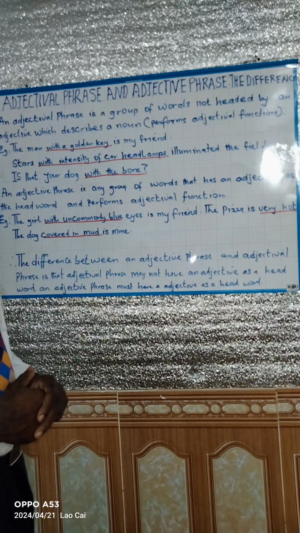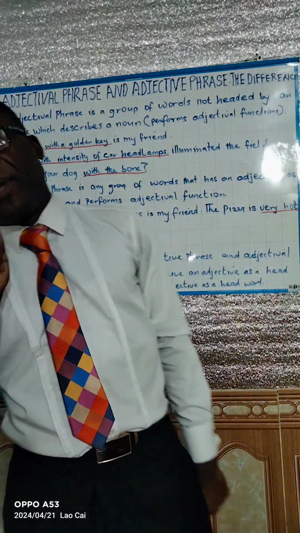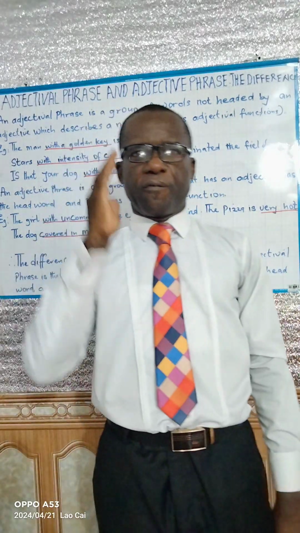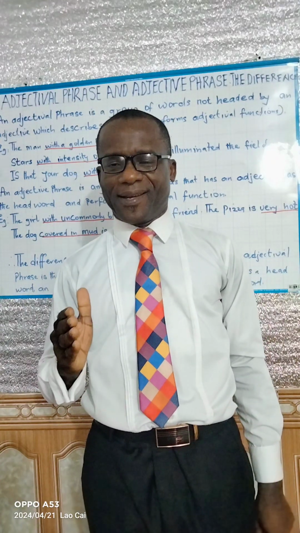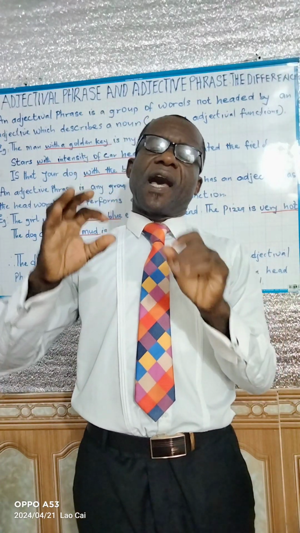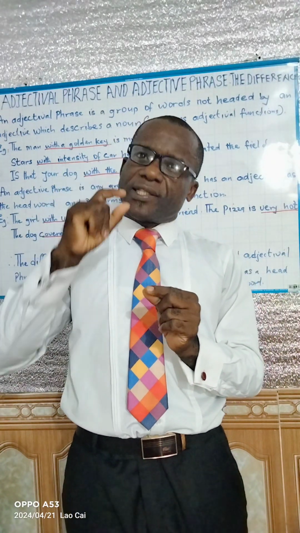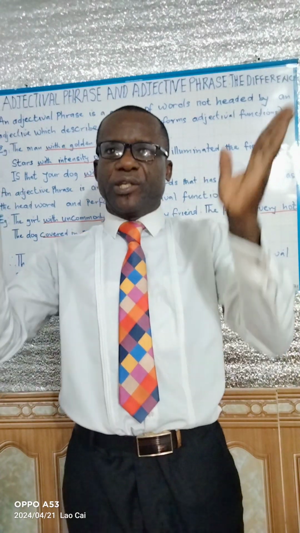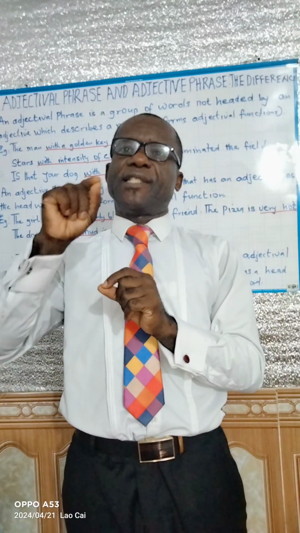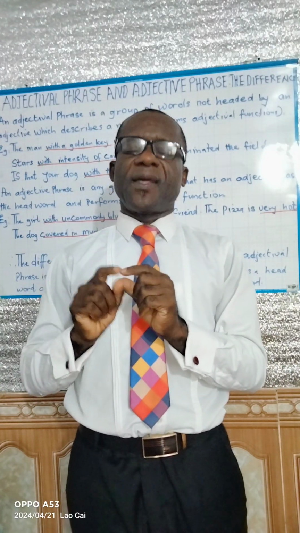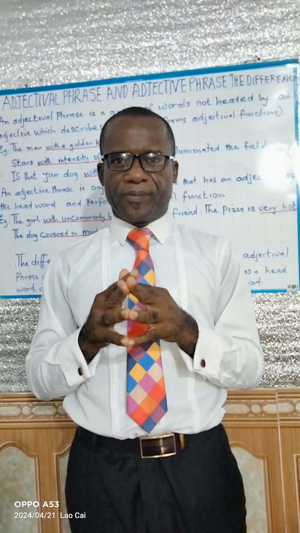So dear friends, in summary, the core difference between an adjectival phrase and an adjective phrase really is that for the adjectival phrase there is no adjective as head word in the underlying expression, whereas for an adjective phrase there must be an adjective that serves as the head word in the underlying expression.